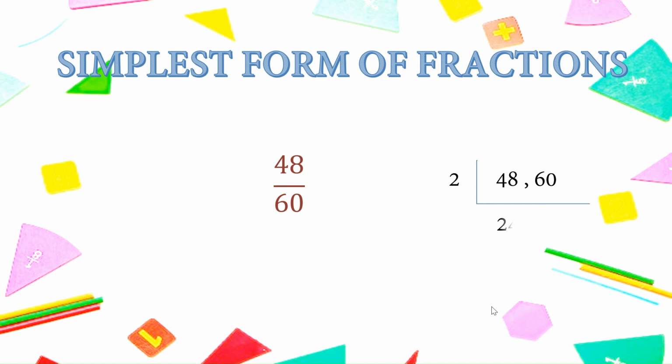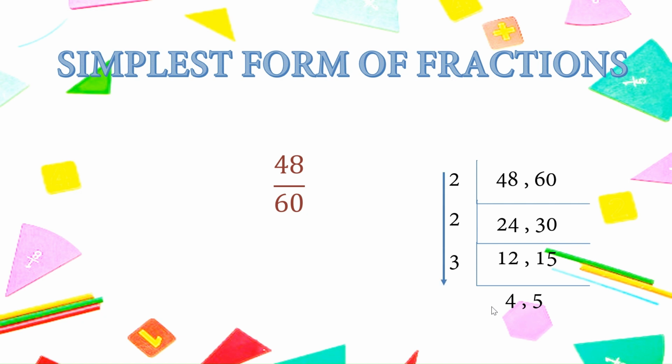Now in 2 times, take again 2 times. Now 3 times we can take 4 and 5. For these two numbers, 4 and 5, we don't have any common factor, so we'll leave here. To find the HCF, we have to multiply all these numbers, that is 2 into 2 into 3. That gives the HCF for these two numbers, 12.